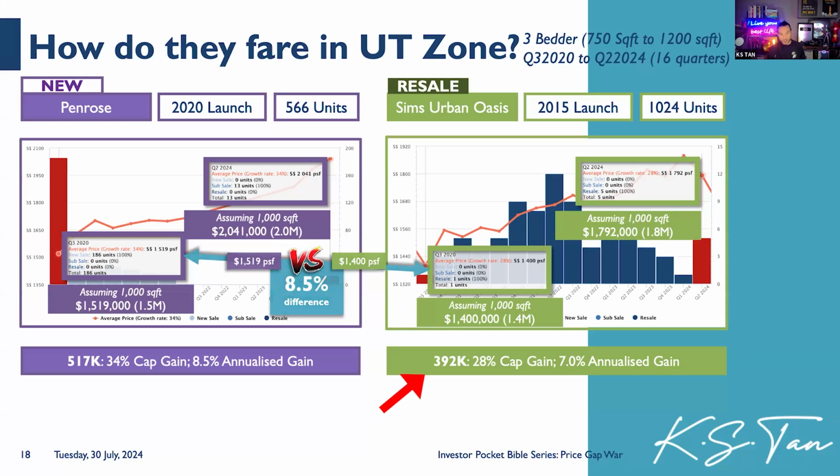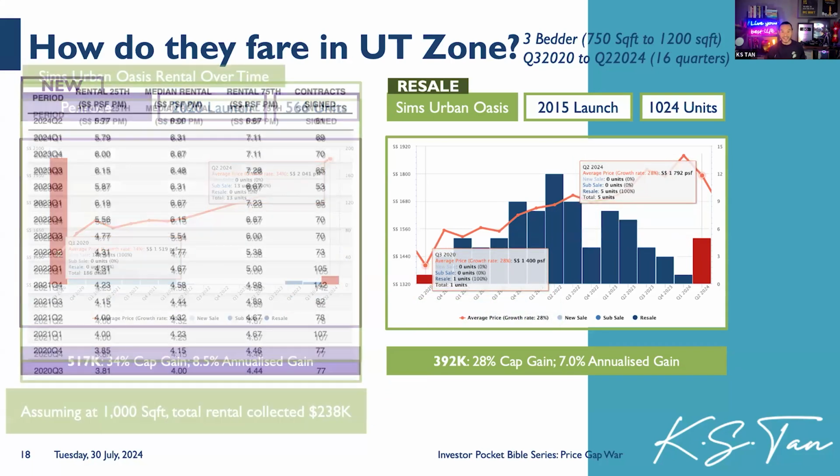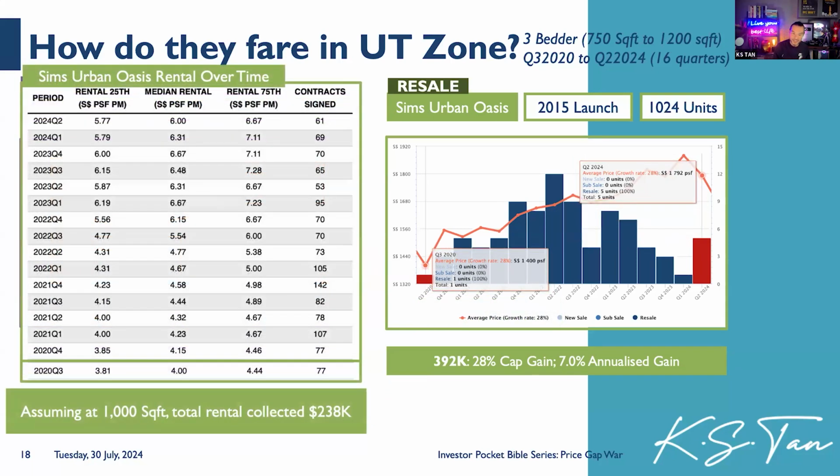So beyond this, what we want to look at is also the fact that Sims Urban Oasis actually has rental income if you are an investor buying this to list it out. So how would the rental income look like? Over a period of 4 years, given the median rental in terms of per square meter here, you could have actually collected about 238k more in rental income.